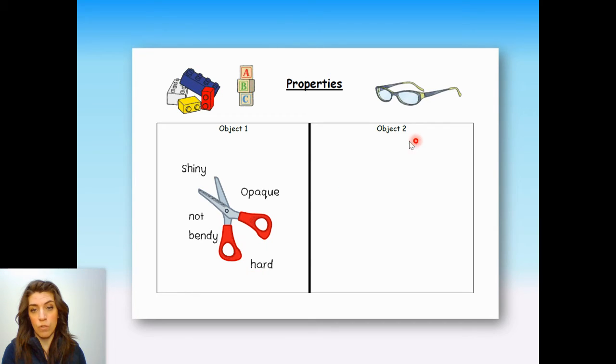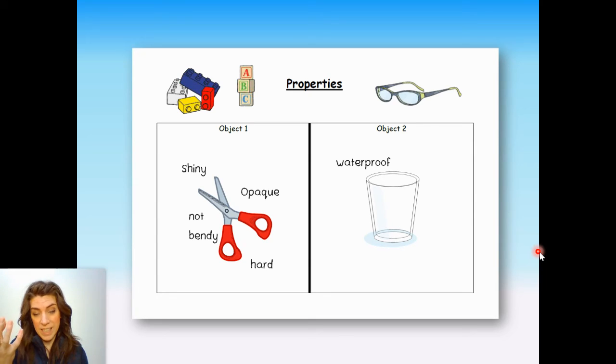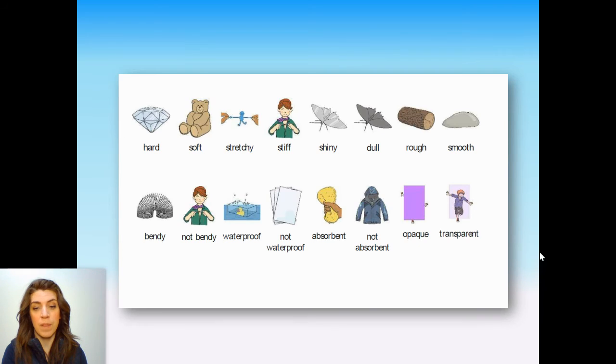Now I've got to choose another object to do on this side of the sheet here. So let's see what I've chosen. I've chosen a glass. Now then, what words could I use to describe the glass? What properties have I chosen? I've chosen waterproof because the water stays in the glass, doesn't it? So it's waterproof. I've chosen transparent because you can see through the glass. I've chosen smooth. Glasses are nice and smooth, aren't they, when you hold them? I've chosen 3 there.